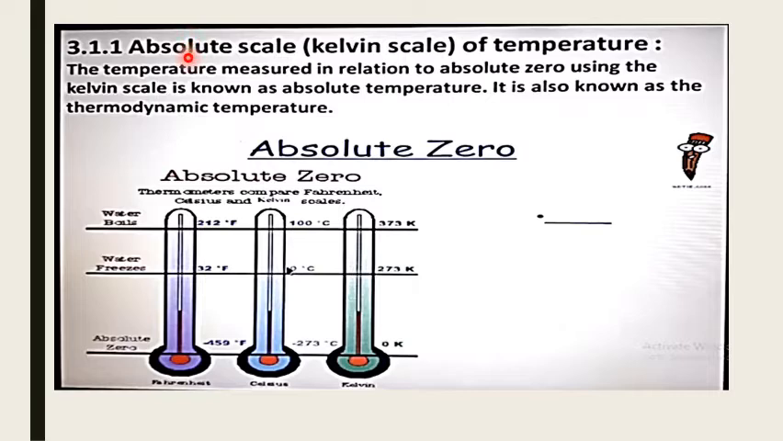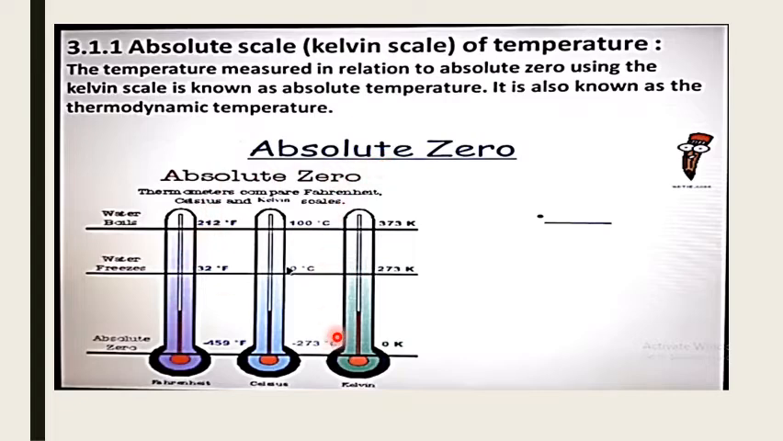Next one is the absolute scale, otherwise the Kelvin scale of temperature. The temperature measured in relation to absolute zero using the Kelvin scale is also known as absolute temperature. It is also known as the thermodynamic temperature. Here, thermodynamic temperature: thermo means heat, dynamic means the temperature is varying. It will not be stable at any constant temperature. It is varying. Okay. So absolute is zero.